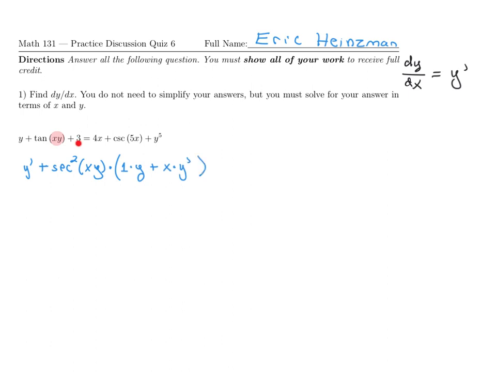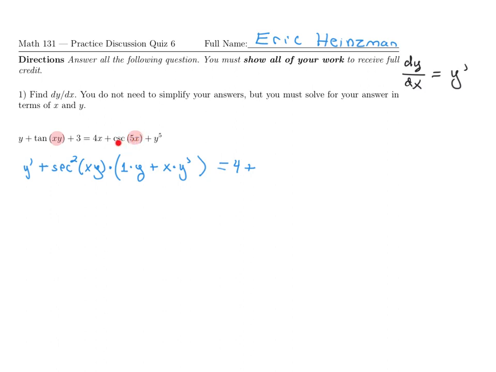Moving on, this 3 is a constant, so its derivative is 0. I'm not going to write that here. I will simply put an equal sign and take the derivative of the right side of the equation. Starting with 4x, the derivative of 4x with respect to x is simply 4. We then move on to taking the derivative of cosecant of 5x. This is another composition of two functions, and therefore we have to use the chain rule. We start by using the derivative rule for cosecant, and then at the very end, we're going to multiply by the derivative of this 5x, which will give us 5.